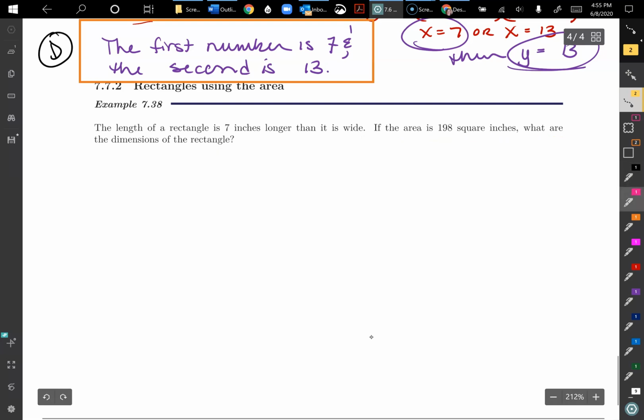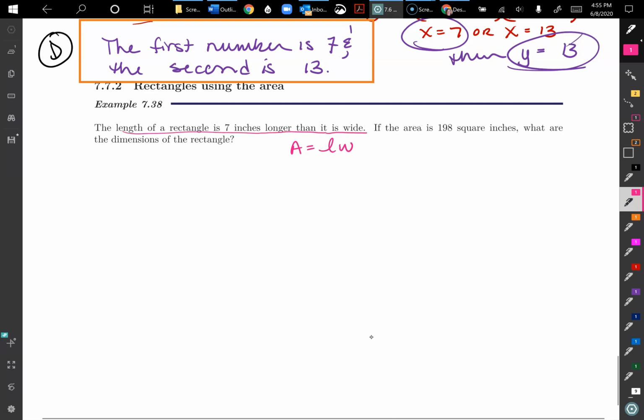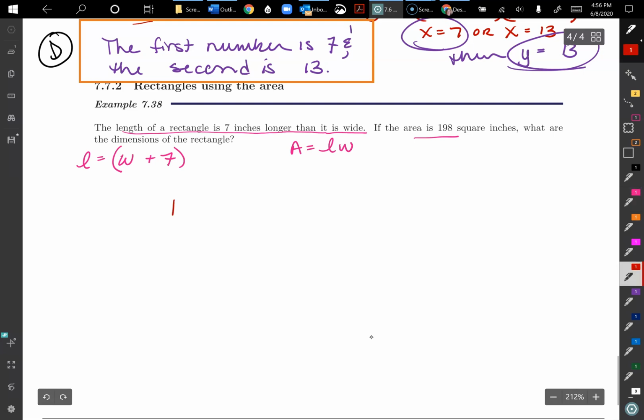So a lot of times we've been working with perimeter, but in this case we're doing area. So area is length times width. We know that the length is 7 inches longer than it is wide. So we're going to say length, or L, equals W plus 7. So now we have a system. We know that the area is 198, so we can plug that in. So we have 198 equals the length, which is W plus 7, times the width, which we're just calling W.